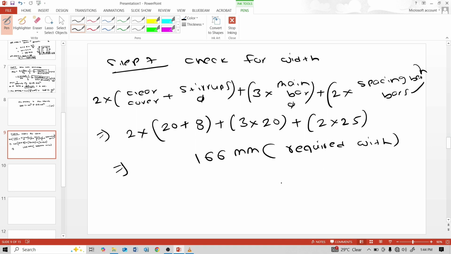So we provided 230 mm width of beam, which is greater than 166 mm required width. So the provided width is okay.